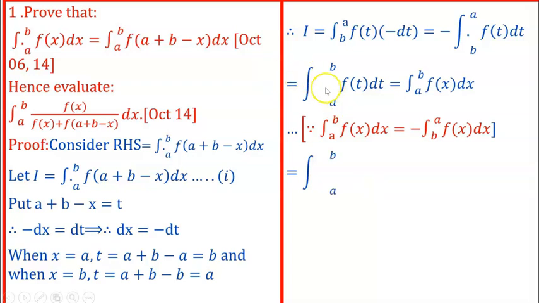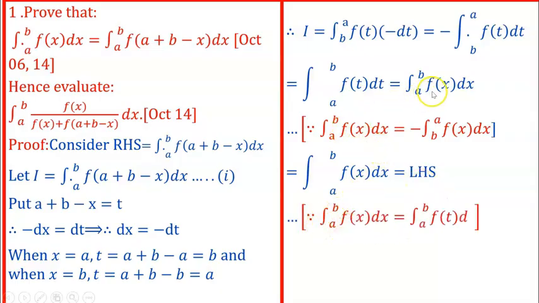Okay, and we have applied here the integral a to b f of x dx is equal to, that is nothing but this is the LHS. For this, here we apply the property integral a to b f of x dx is equal to integral a to b f of t into dt. It's a change in variable property. The function is the same, the limits are also the same. Okay, therefore this is the LHS, and we have proved this first part, that LHS is equal to RHS.